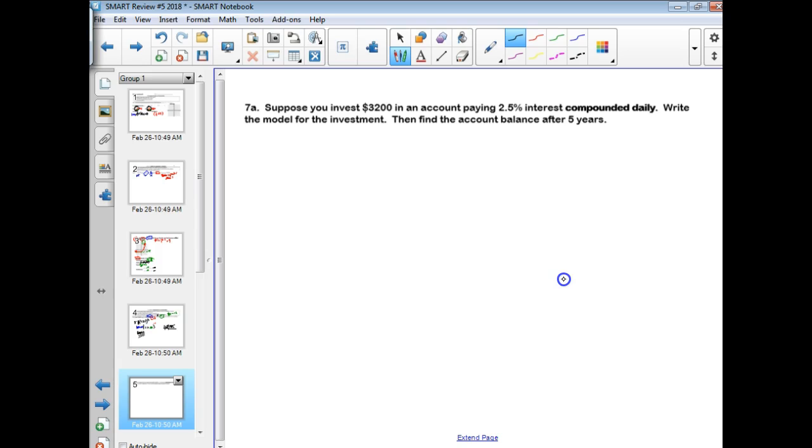Okay. All right, suppose $3,200 is invested into an account compounded daily. On your paper, you're going to see this formula written down for you. You do not have to have this memorized, but you have to know how to use it. P stands for principal. That's your initial investment. What's our initial investment here for 7A? 3,200. Very good.